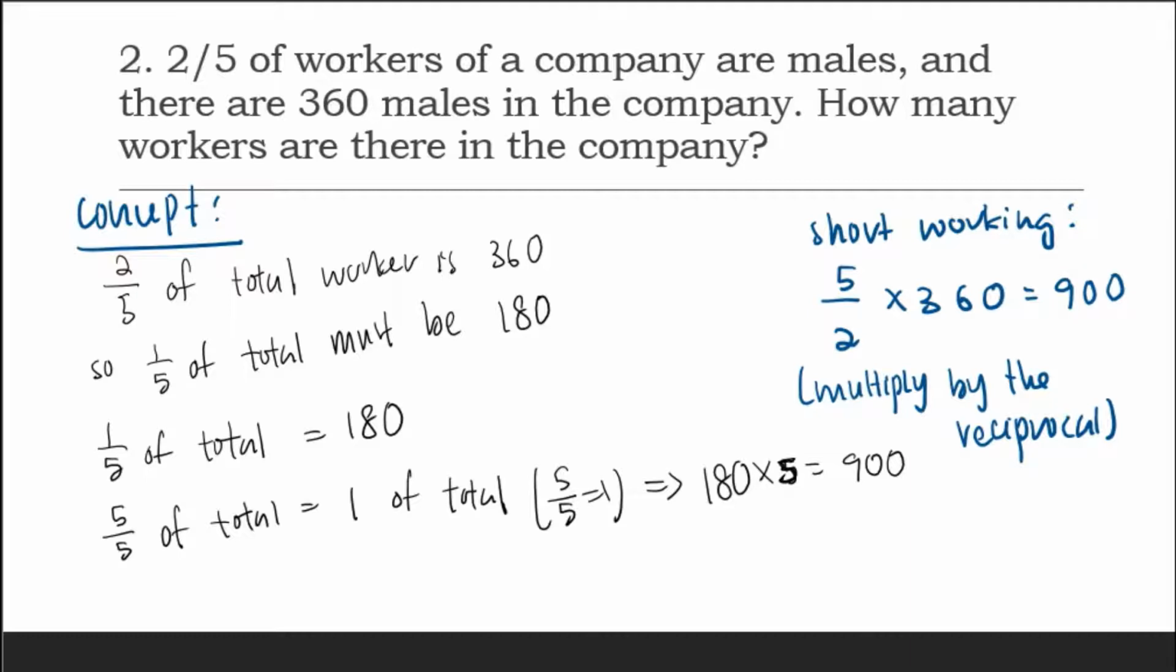There's also a shorter working. 5 over 2 times 360 gives you 900. You just multiply it by the reciprocal.